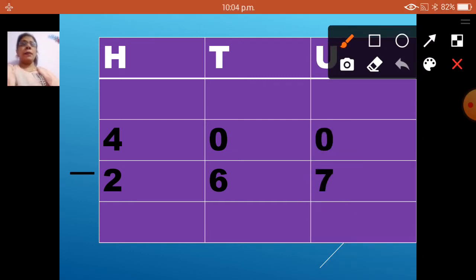Now 0 minus 7. Will it be possible to subtract 7 from 0? No, we will cut this 0 and make it as 10. From where did I get this 10? I borrowed from this 0. So if I borrow from this 0, the number will become 9.